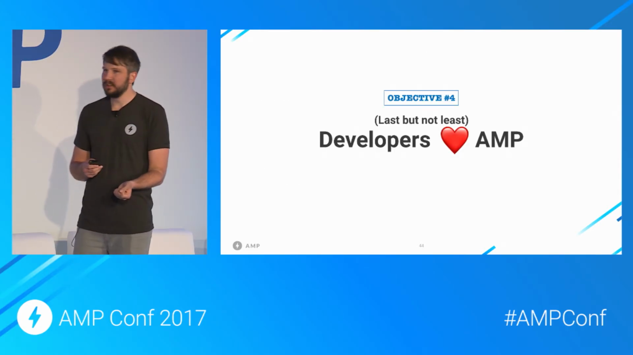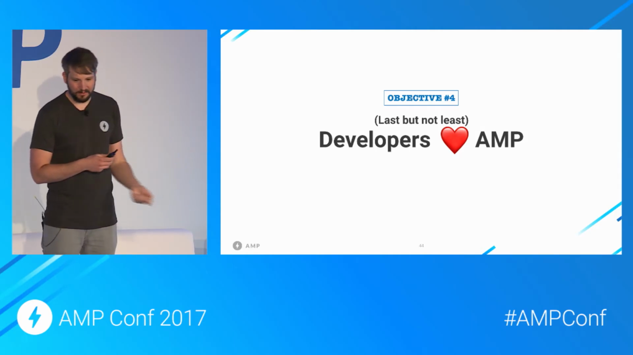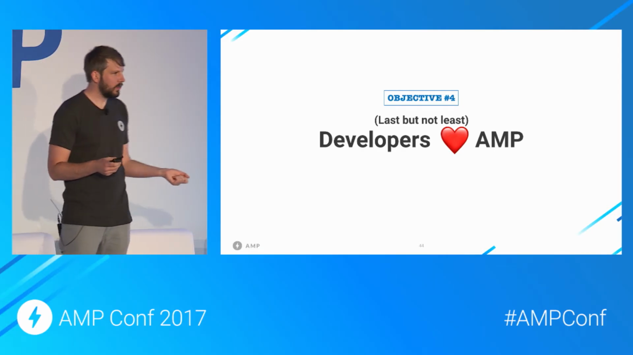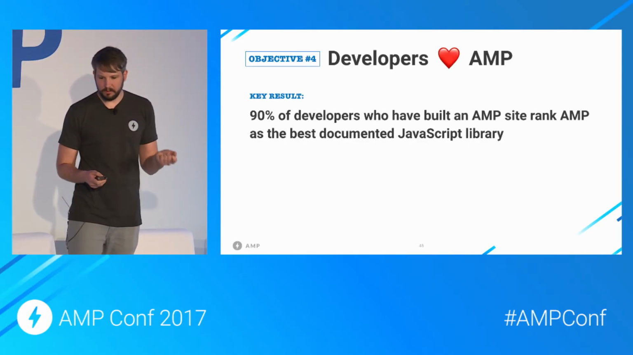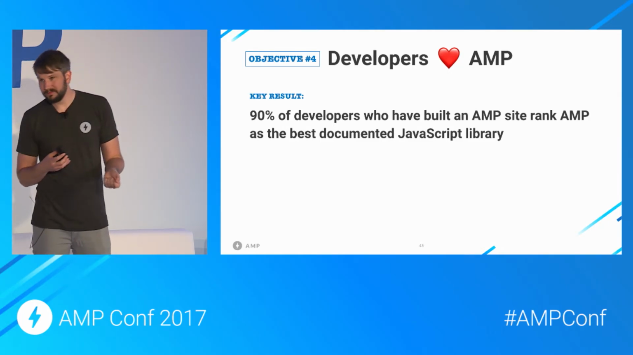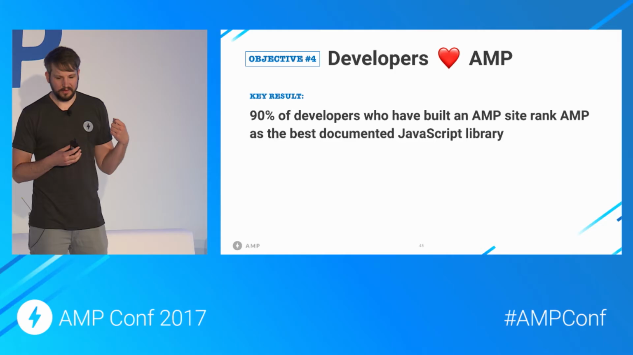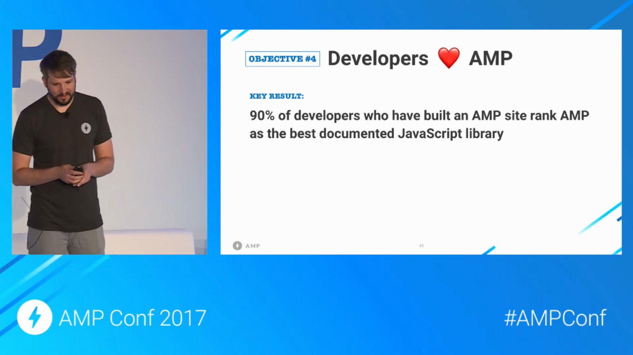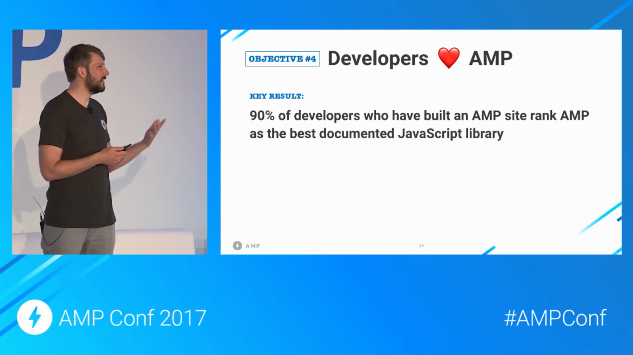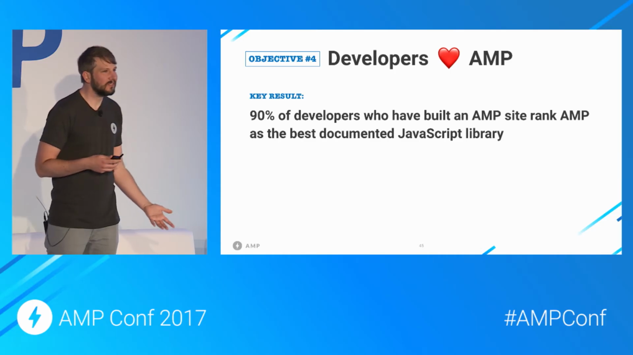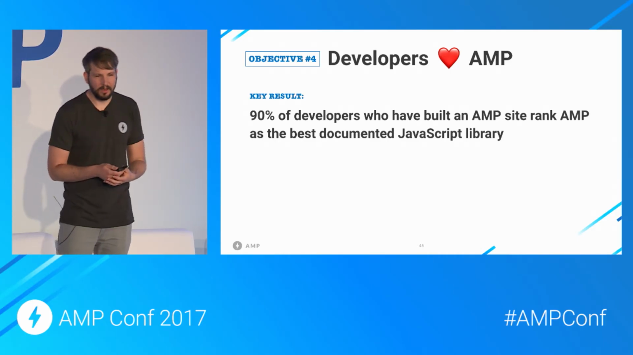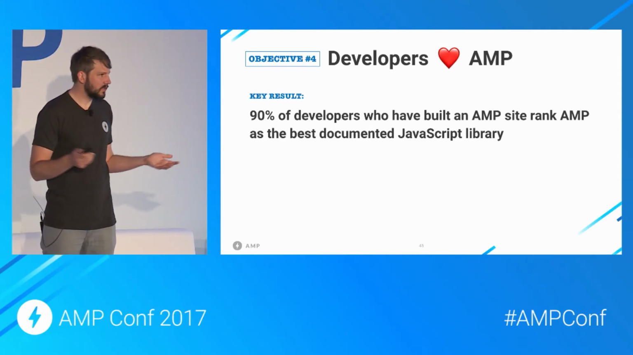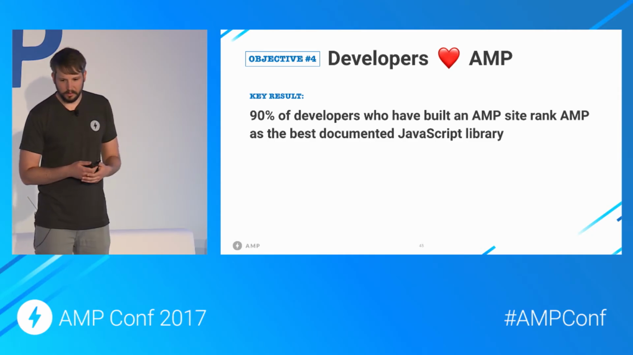Finally, and most importantly, all of you are obviously very important. We want developers to really love AMP. And we're doing a few things to do this. One of the most important ones is documentation. So our goal, again, is to make AMP be the best documented JavaScript library out there. We would definitely and absolutely love to have your feedback of where it's not, and then we would like to fix it. We have people dedicated on this, working on it, and in all the other places, we really are driven by what people want.